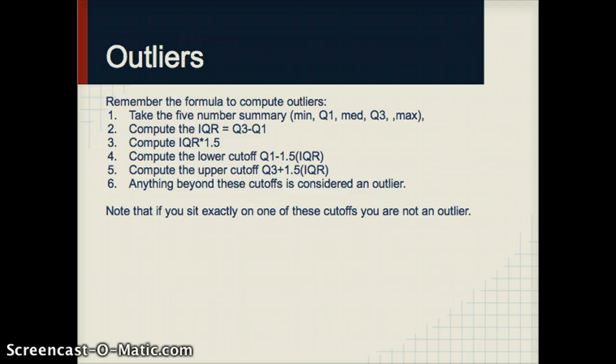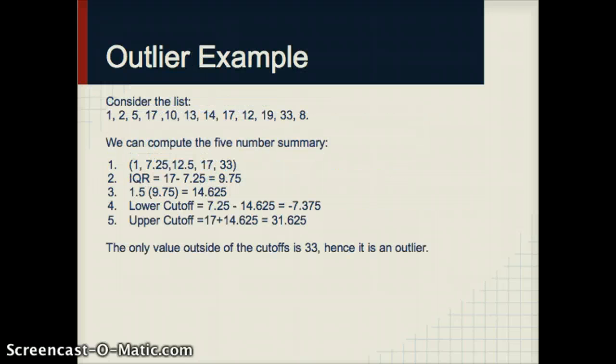Alright, here's the procedure for computing outliers. First thing you do is compute your 5-number summary. All you really need is quartile 1 and quartile 3, and from that you compute your IQR. That is quartile 3 minus quartile 1. Then you multiply your IQR by 1.5. Then you take quartile 1 and subtract that quantity, take quartile 3 and add that quantity, and anything outside of those is an outlier. If you happen to sit exactly on one of those cutoffs, you are not considered an outlier.